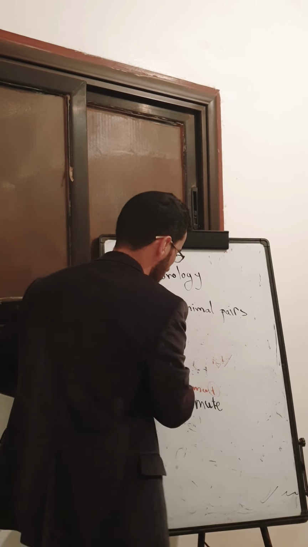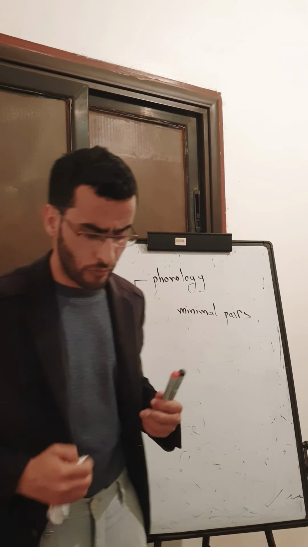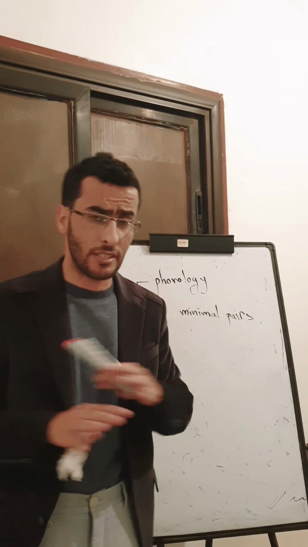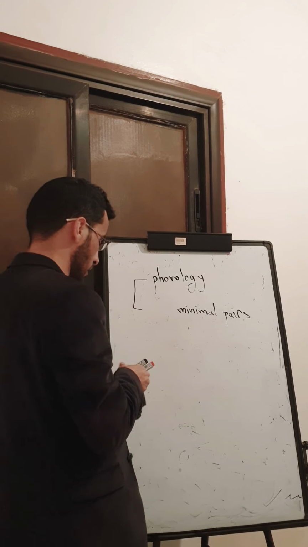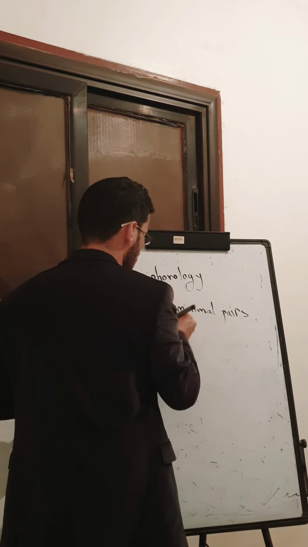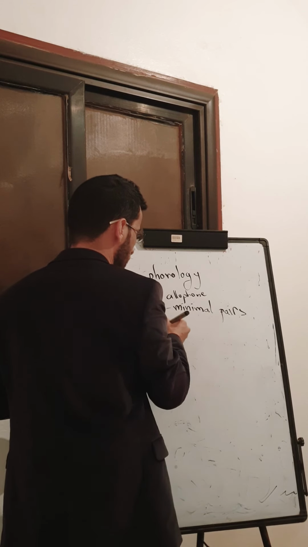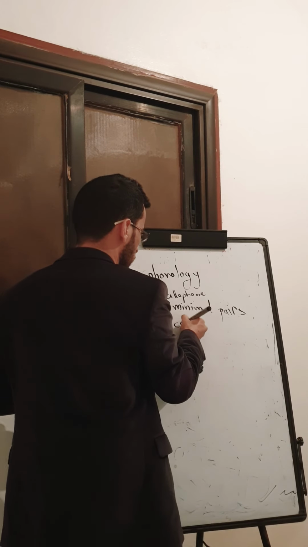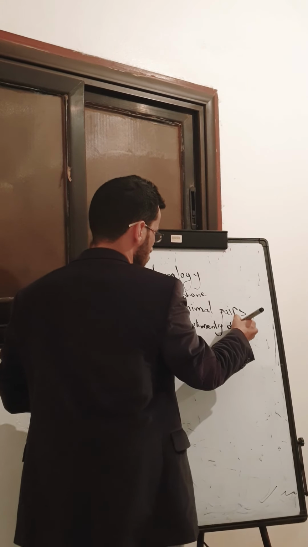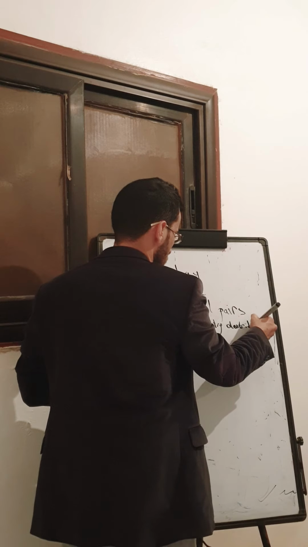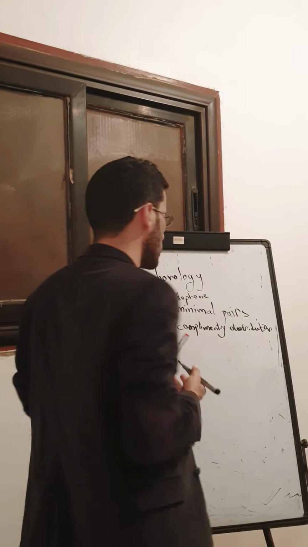Of course, we have the definition of minimal pairs: any two words that have the same number of sounds and differ in one sound in the same position. We have again something called allophone here. And we have something called complementary distribution. What's the meaning of complementary distribution?